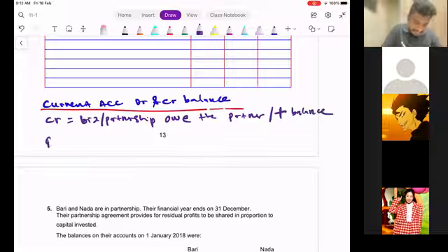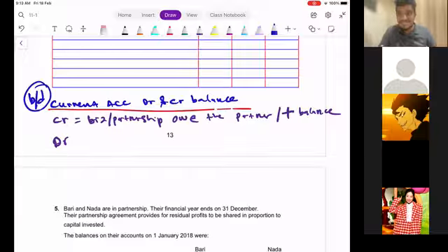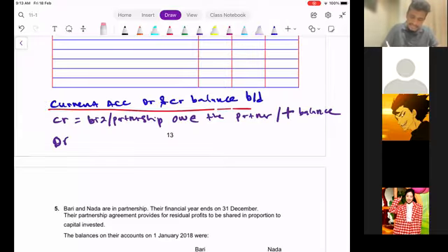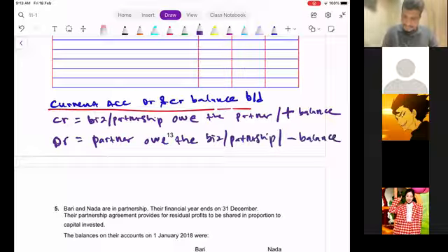If the balance BD is on the debit side, I'm talking about the balance BD in the current account, debit and credit. So if it is on the debit side, it means the partner, or the business, or the partnership has a negative balance. It's a negative balance. Okay, do you understand this?